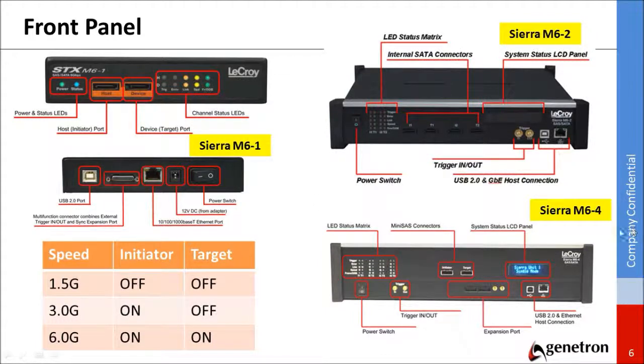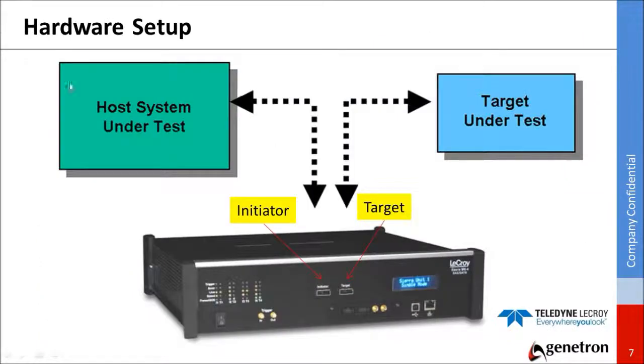The LCD screen reports which user is currently connected to the SATA system, the system IP address, and the system status. In the SATA M62 and SATA M64, there are expansion ports that support cascading of multiple units, DC power for dongles, and so on. So how is the hardware set up? The initiator is the one connected to the host system, while the target is connected to the end device.